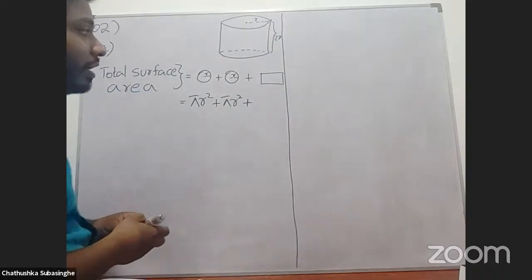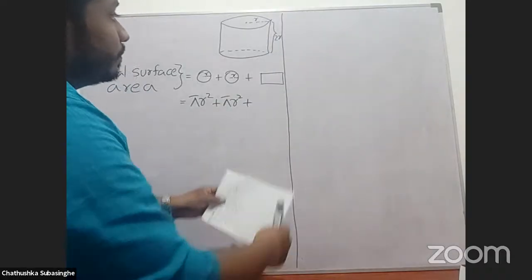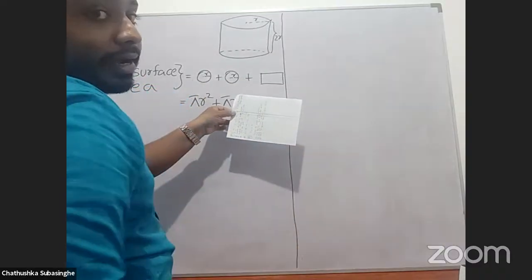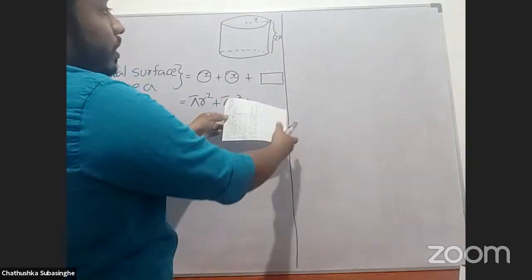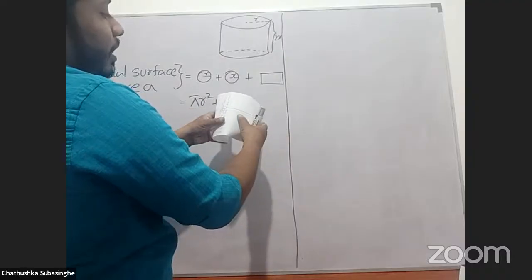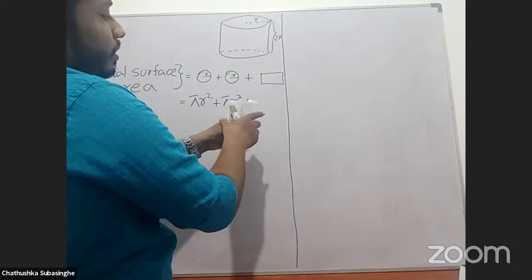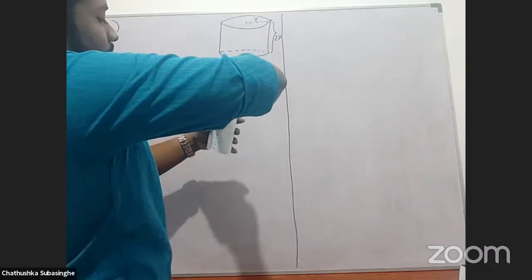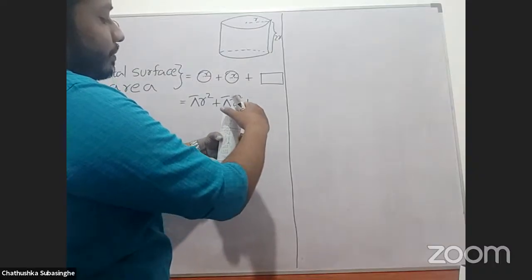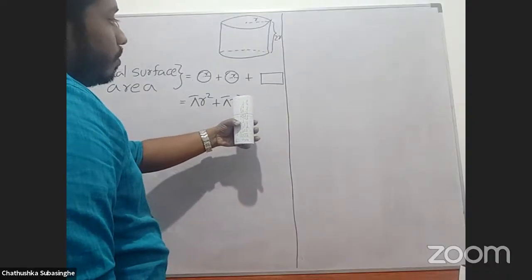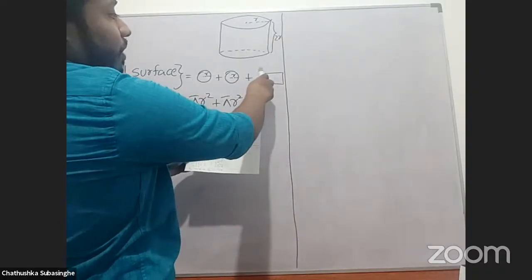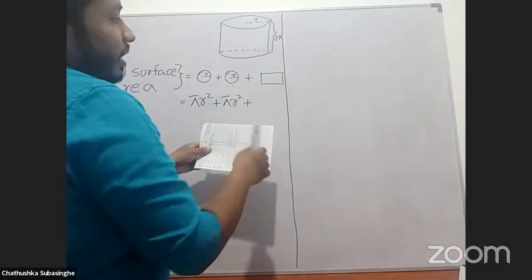Now we have to find the area of this rectangle. This is a model. This is the rectangle that I have drawn here. I get the cylinder when I roll it in this way. So this is how I get the cylinder. Now, when I open it, it becomes like this. So I have to find the length and breadth in order to find the area of this rectangle.